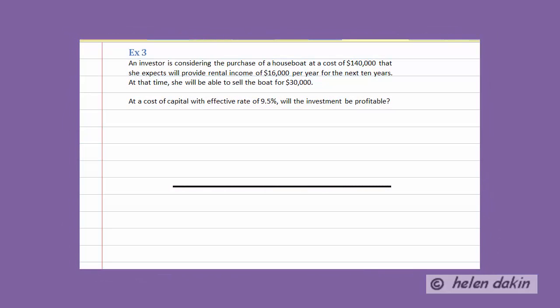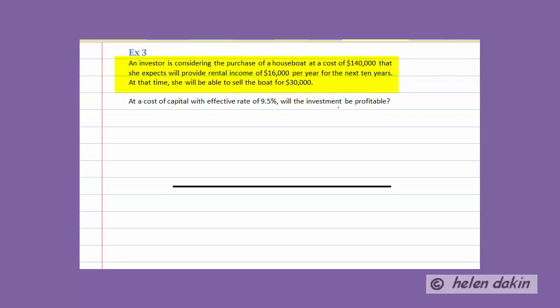Let's take a look at example 3. An investor is considering the purchase of a houseboat, and the houseboat costs $140,000, and she expects that it will provide her with a rental income of $16,000 per year for the next 10 years. At that time, she figures that she'll be able to sell the boat for $30,000. At a cost of capital with an effective rate of 9.5%, will the investment be profitable for her?